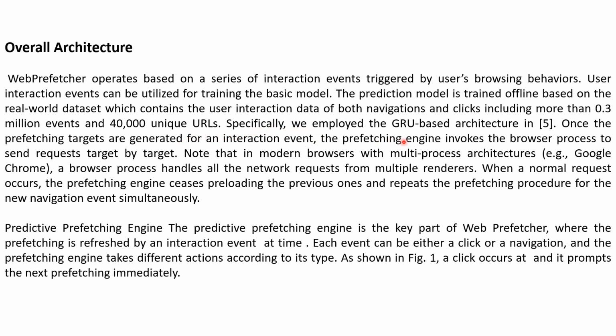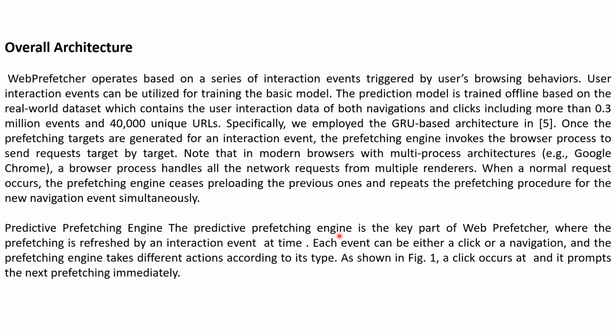Specifically, we employed the GRU-based architecture. Once the prefetching targets are generated for interaction events, the prefetching engine invokes the browser process to send requests target by target. Note that in modern browsers with multi-process architectures, a browser process handles all the network requests from multiple renderers. When a new request occurs, the prefetching engine ceases preloading the previous ones and repeats the prefetching procedure for new navigation events.